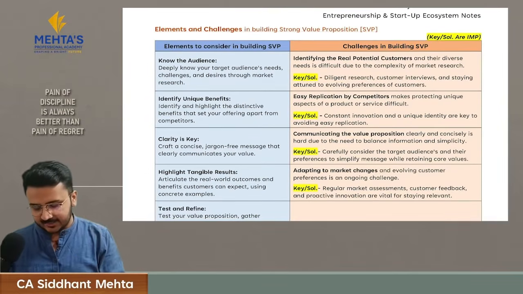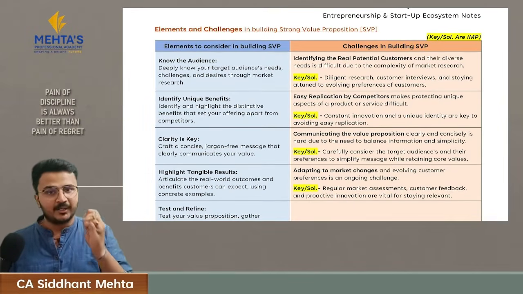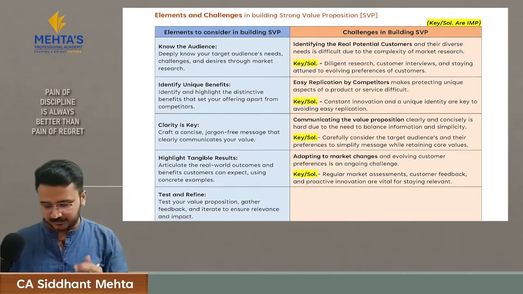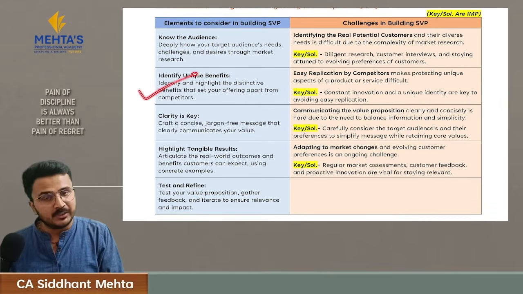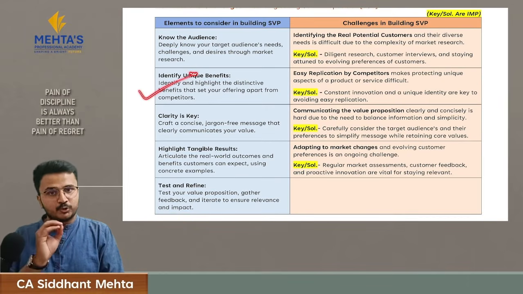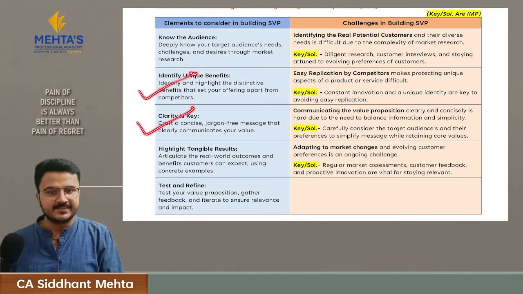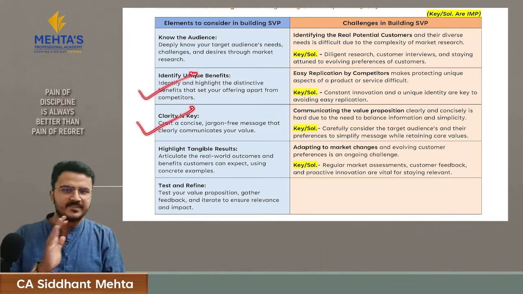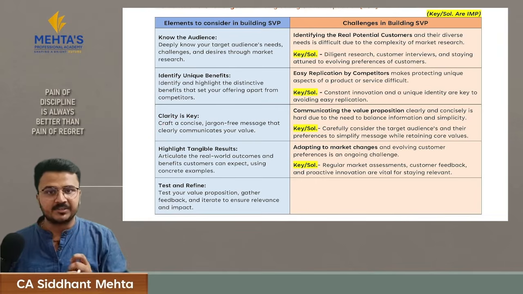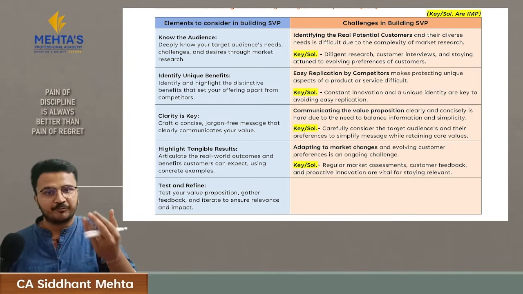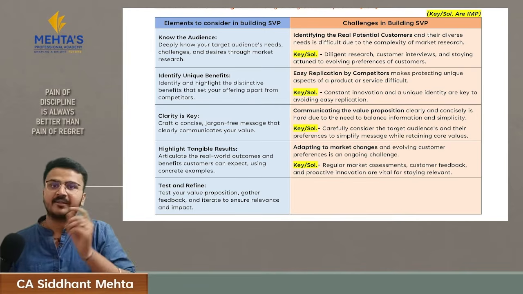Now let's understand the elements which are required to make your value proposition a strong value proposition. The first thing is know your audience. Do the market research and understand the pain points of the audience. And second, mention the unique benefits which they can have by choosing your product. Third, clarity is the key. Communicate it in a very simple language. Don't use any complicated terms. Fourth, highlight the tangible results. "5 minutes mein." Now this tells you that you can rely on their services because they are going to provide it to you in 5 minutes. They are fast, which is better than their peers.